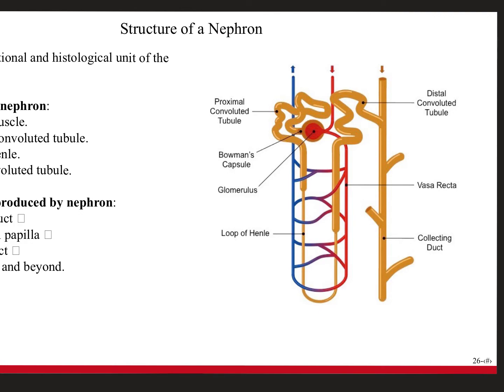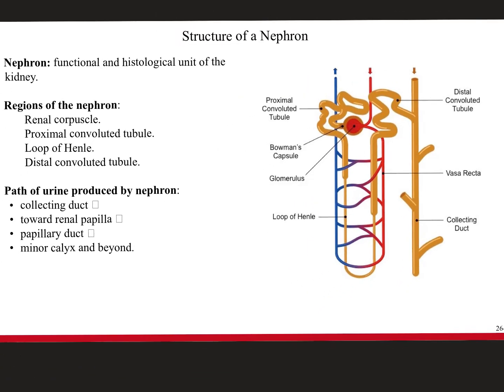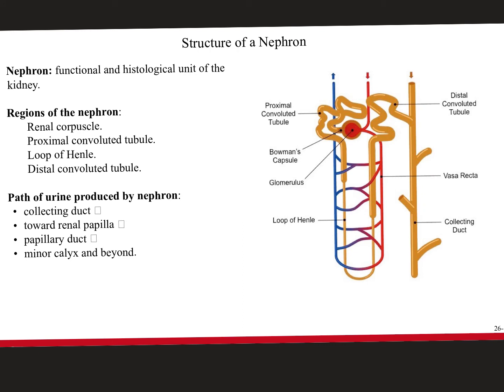Okay, so 4 major parts of the nephron. You have the renal corpuscle. Now you will hear the renal corpuscle referred to in, I don't know, 4 or 5 different ways. You'll hear it referred to as the Bowman's capsule. You'll hear it referred to as the glomerulus. Really the combination of the Bowman's capsule and the glomerulus make up the renal corpuscle. So what we're talking about is this piece right here. This little guy.